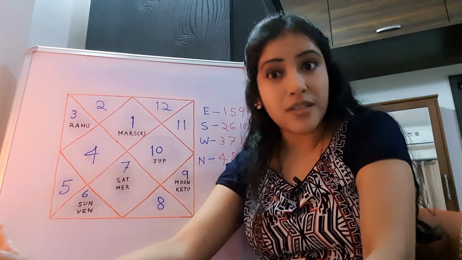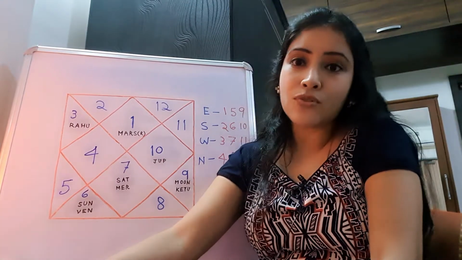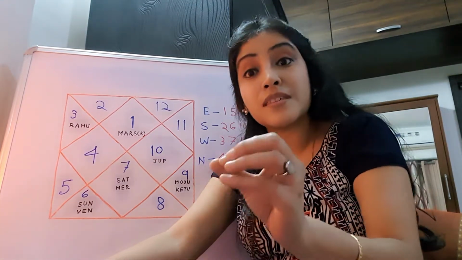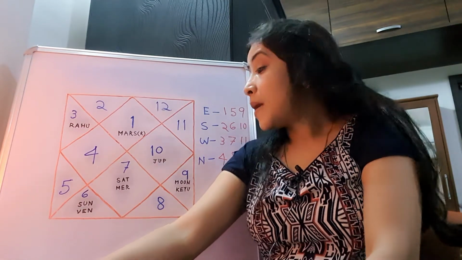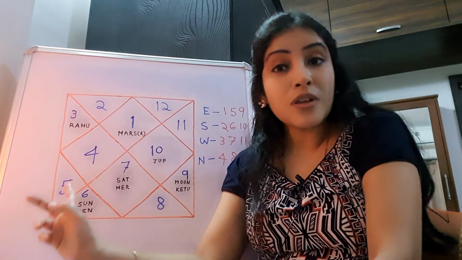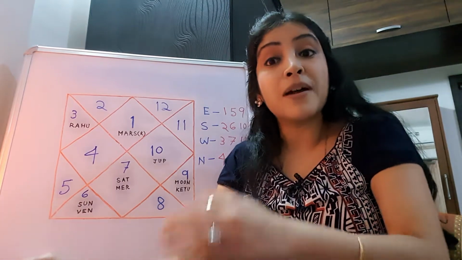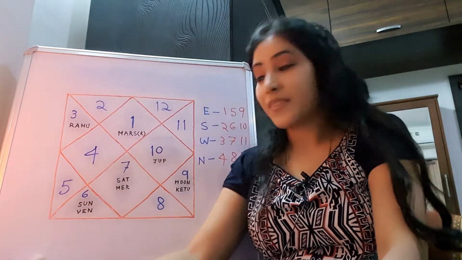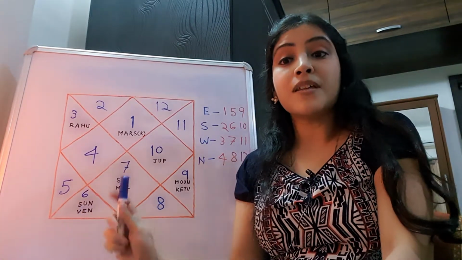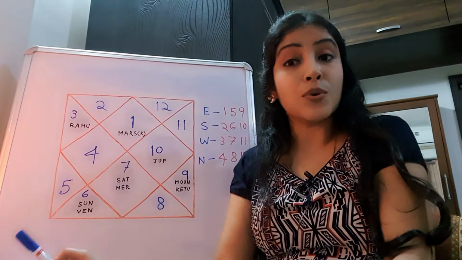Yes, this is the chart of a native. He fell into the water, but he was saved. Why he was saved, can you tell me? Because if you look carefully, friends, there is a Parivartan Yoga between Venus and Mercury.